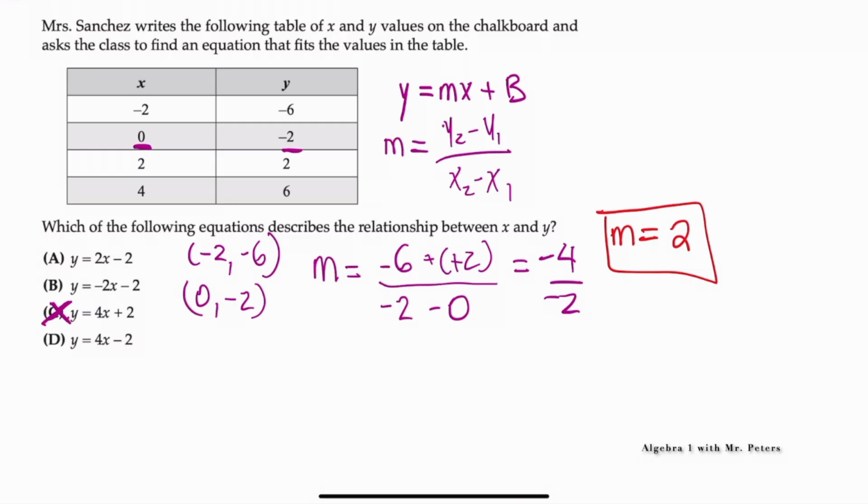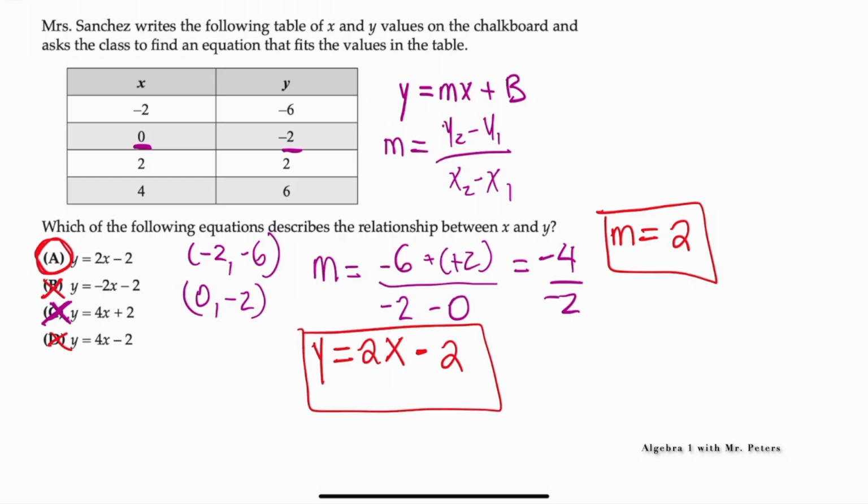So now when we go back to this, b is gone, y is gone. We should know that final answer is A. If we put it all together, right? y is equal to my slope m, which is 2, times x, and we know the y-intercept, like we said before, is -2, so that is our final answer.